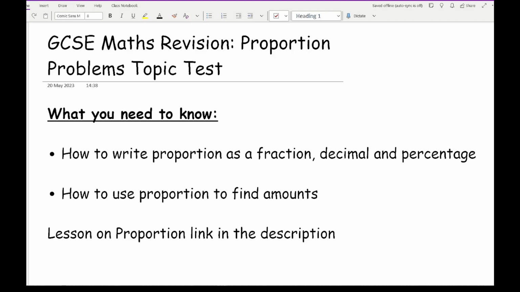I think the weighting is between 20 and 30% of the exam will be based on ratio and proportion, so again, it's a really vital topic for you to understand. And then, once you've understood how to write proportions as a fraction, decimal or percentage, you need to be able to use the proportion to work out amounts.